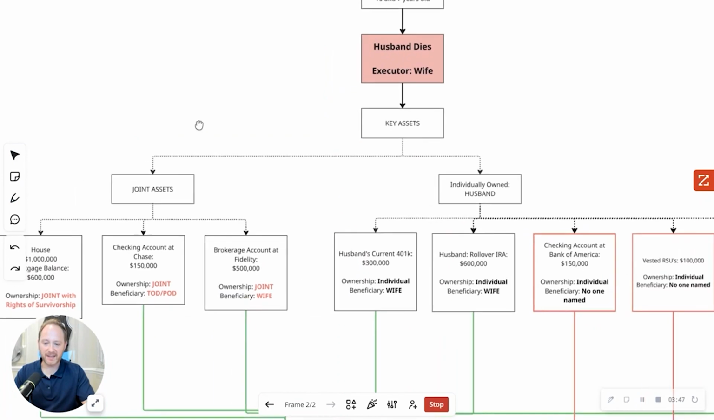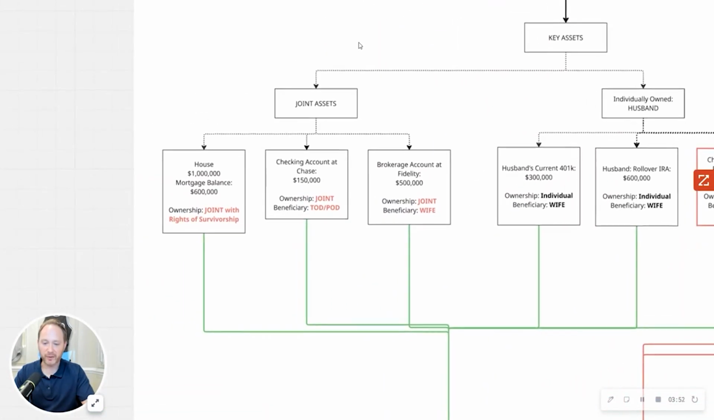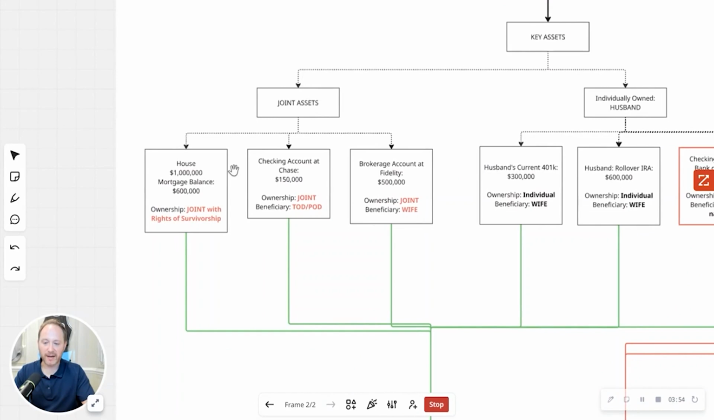Now, the key assets that they have. We're going to look at the joint assets they currently have in place. They own a house, which is valued at $1 million. The mortgage balance is around $600,000. The ownership is joint, and it's going to pass with rights of survivorship. Because the wife also is an owner, there's going to be no issues as far as this passing outright to the wife. No issues there.